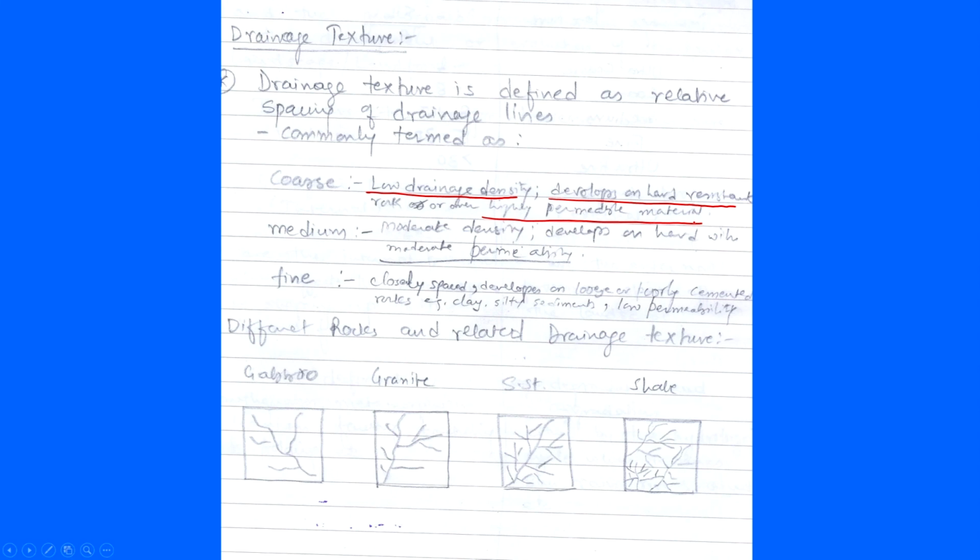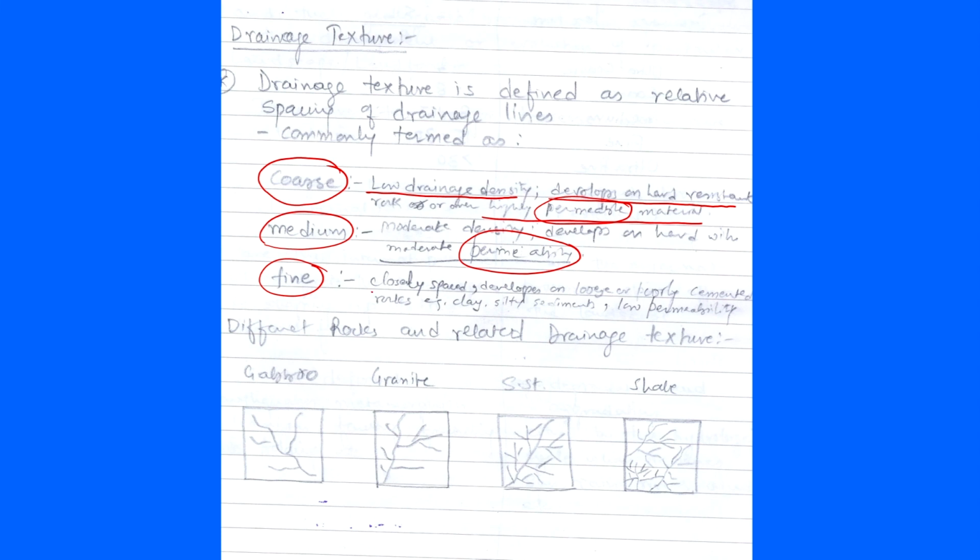So, you will not find many of these streams, because we are talking about low drainage density, which can be termed as coarse drainage texture. Medium, moderate density again develops on hard rocks with moderate permeability. So, this parameter is playing an important role, that is mainly the permeability. Then comes fine, if the streams are closely spaced.